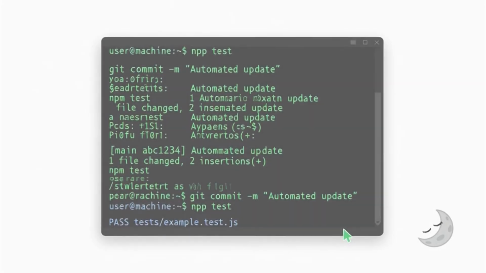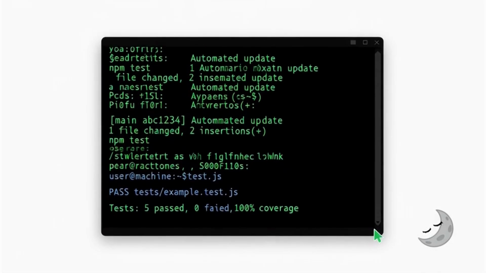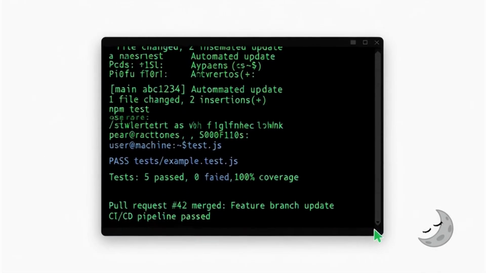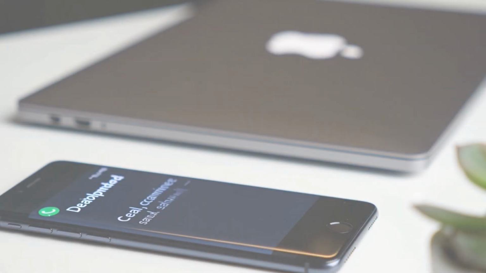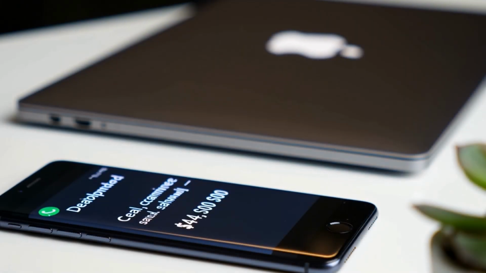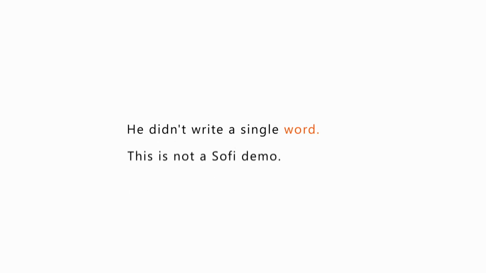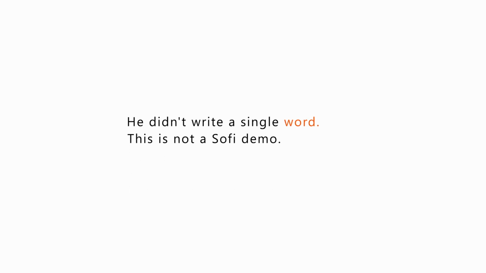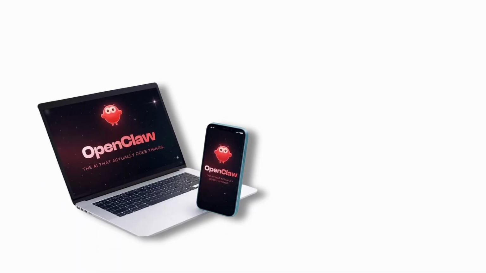Last year, a developer woke up to an email. His AI had just negotiated with a car dealership overnight, and it had knocked $4,200 off the price. And he didn't type a single word. He was asleep. That wasn't some sci-fi demo. That was OpenClaw, and today I'm going to explain exactly how it works from scratch.